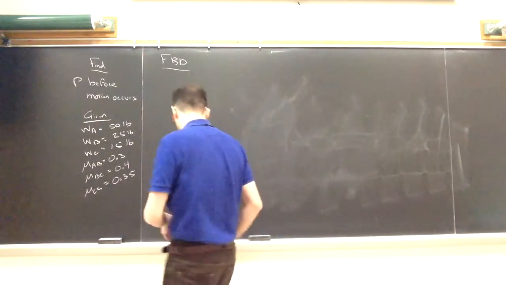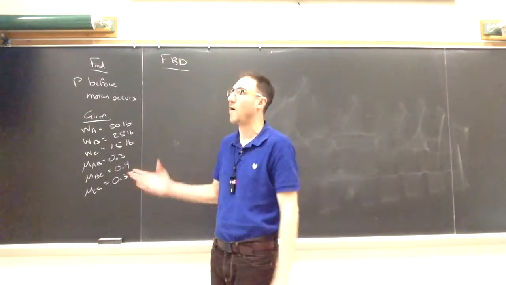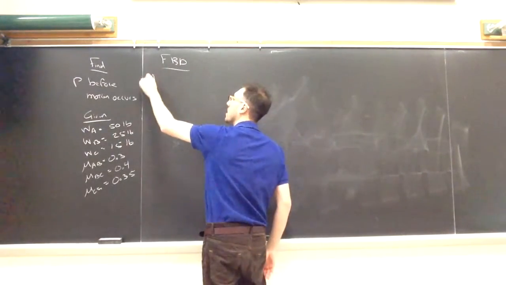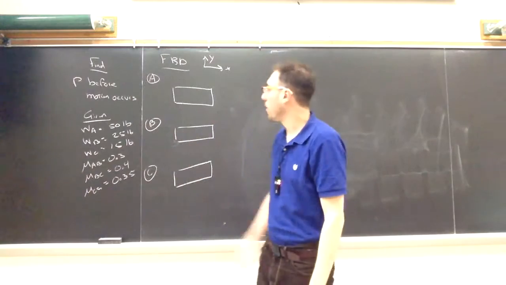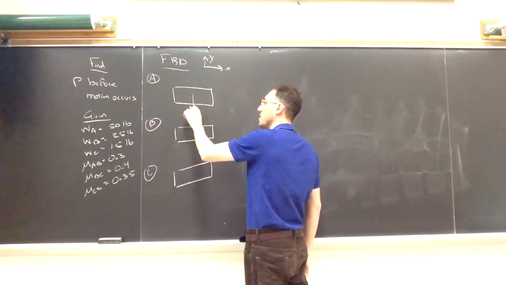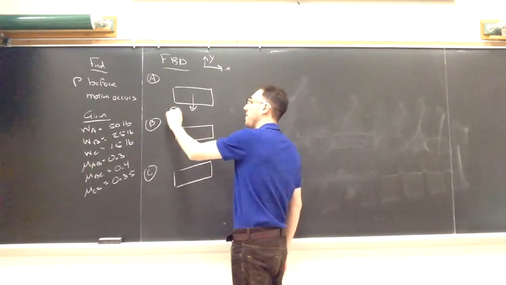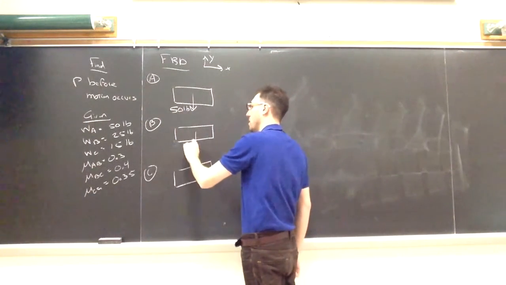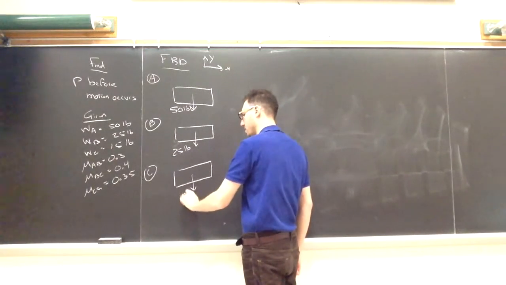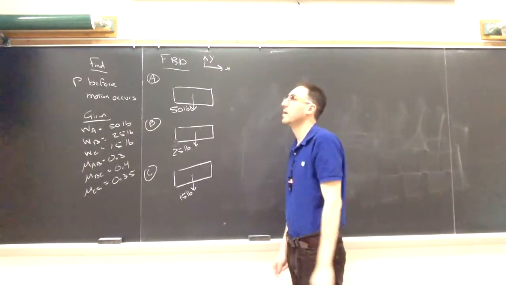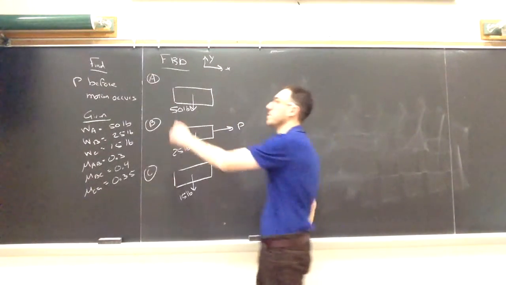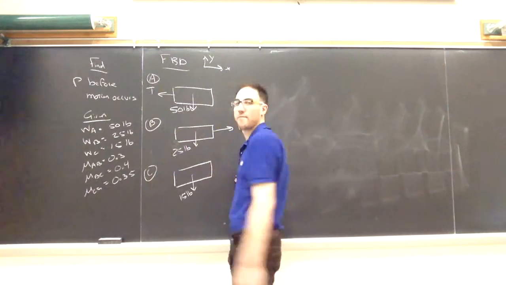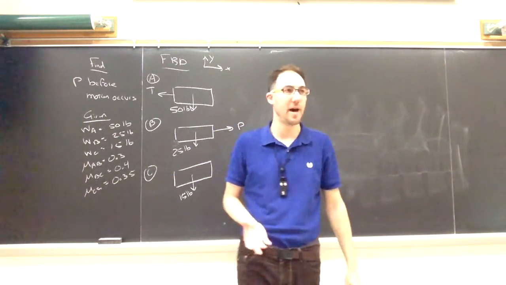All right, let's look at the free body diagrams first for each of our pictures. On each block, they're all going to be impacted by their own weight. So I can start there. Block A was the 50 pounds. Block B is the 25. And block C is the 15. On block B, we have the applied load to the right of P. And on block A, we'll have the tension to the left, which we don't know what its value is right now.